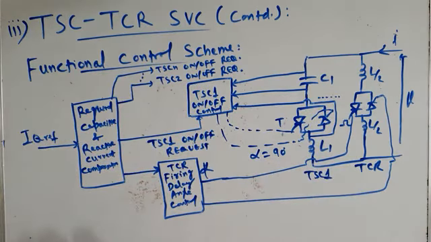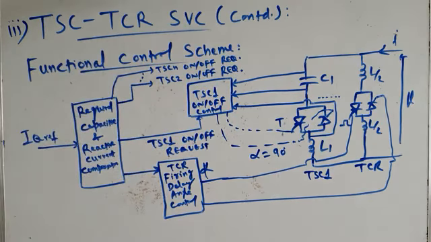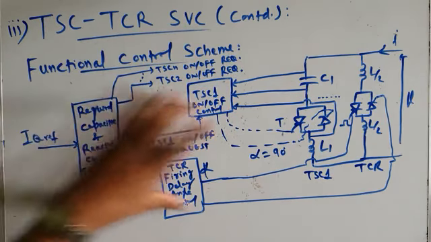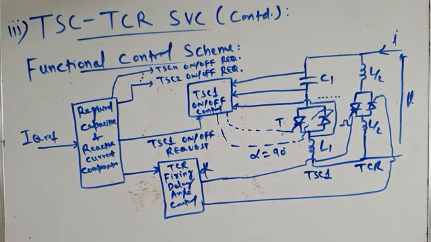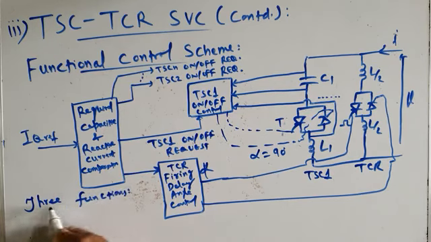Overall scheme, the schematic diagram or the block diagram of the complete functional control scheme of this type of SVC, that is TSC, TCR, SVC. Now this control scheme fundamentally performs three functions. What are the three functions it performs? So it performs, I will write here, three functions. I am going to discuss those three functions one by one.